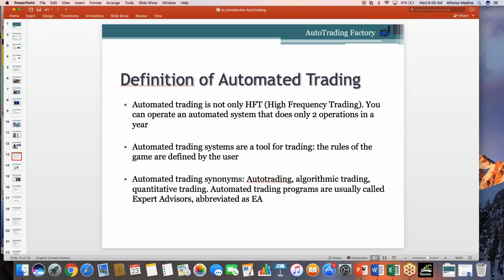So going a little deeper into the definition of automated trading, many people relate automated trading with high frequency trading, which is a part of it, and how massive volumes of orders can get fulfilled at the best prices possible. However, you can operate an automated system that does only 2 operations in a year. And an automated trading system is just another tool. The rules of the game are still defined by the trader. Other synonyms of automated trading systems are auto trading, algorithmic trading, quantitative trading. Automated trading programs are usually called expert advisors, and these are going to be the programs that we're going to see running in an example that we're going to later implement.